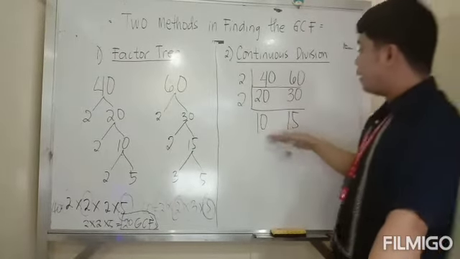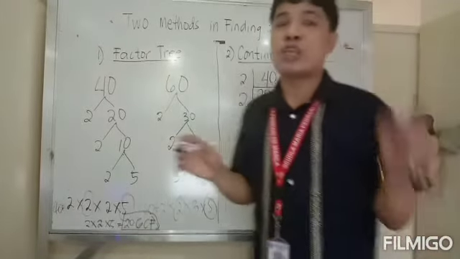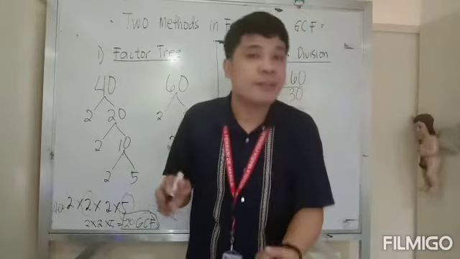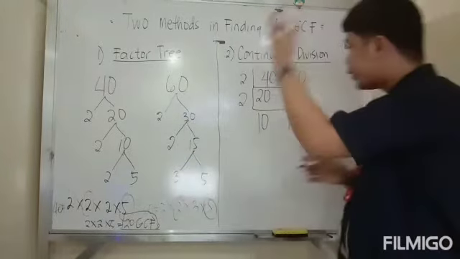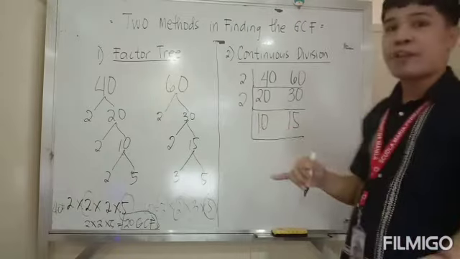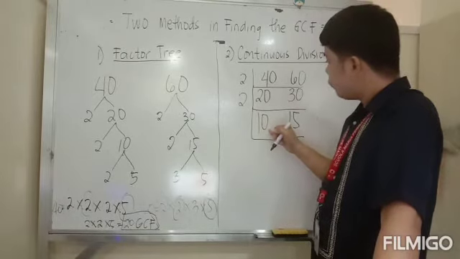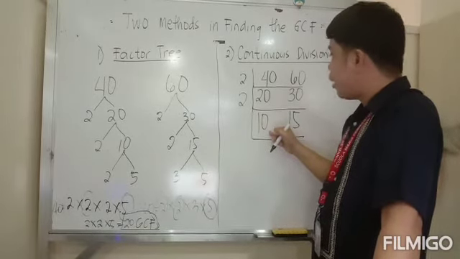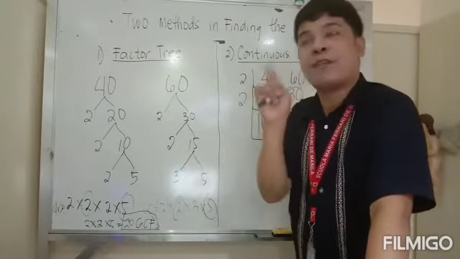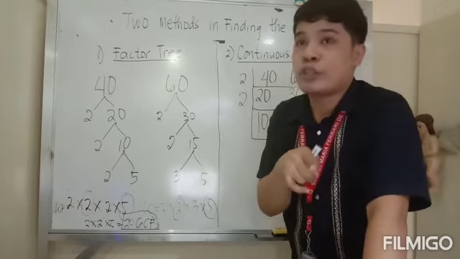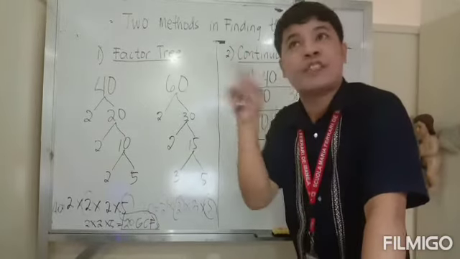As you see here, the 10 and the 15 are still composite numbers. If that is composite, it means you can still divide. You can still find another prime number to divide that. So you will draw another line. Think of the smallest prime number, that is 2. 10 is divisible by 2, but 15 is not divisible by 2. How about 3? 10 is not divisible by 3, but 15 is divisible by 3.